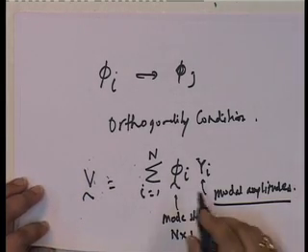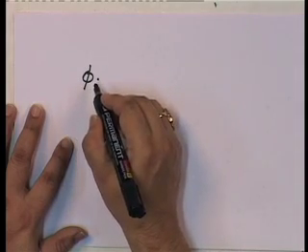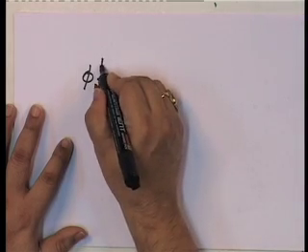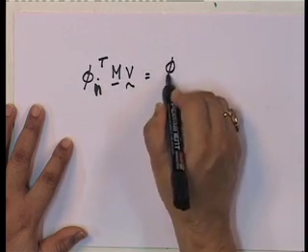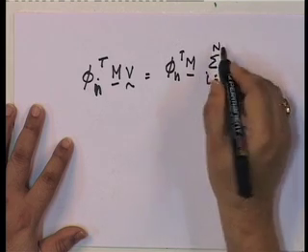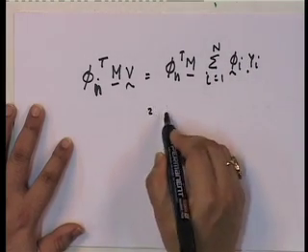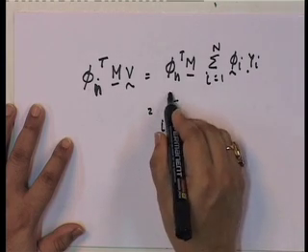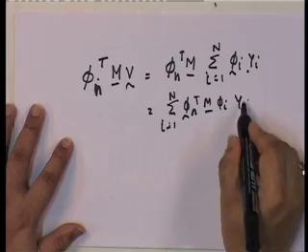Okay. Now, the advantage of this is the following: if I were to pre-multiply both sides by, let us say, phi n transpose m, then on the right hand side I also pre-multiply with phi n transpose m, summation I going from 1 to n of phi I y I. Now, if you put this in, it is equal to summation I going from 1 to n of phi n transpose m phi I into y I.